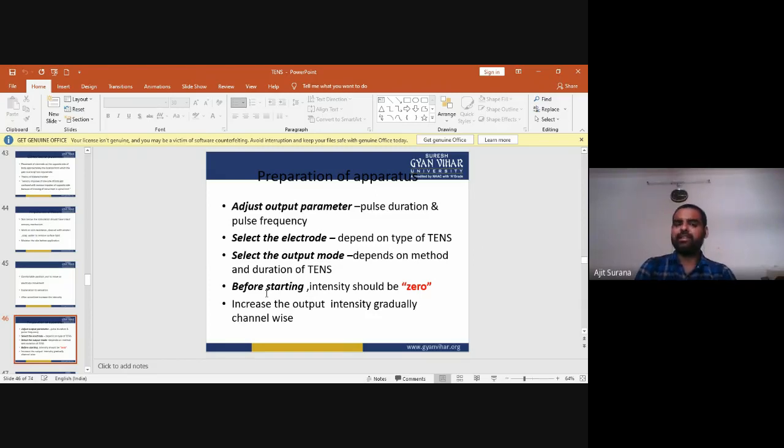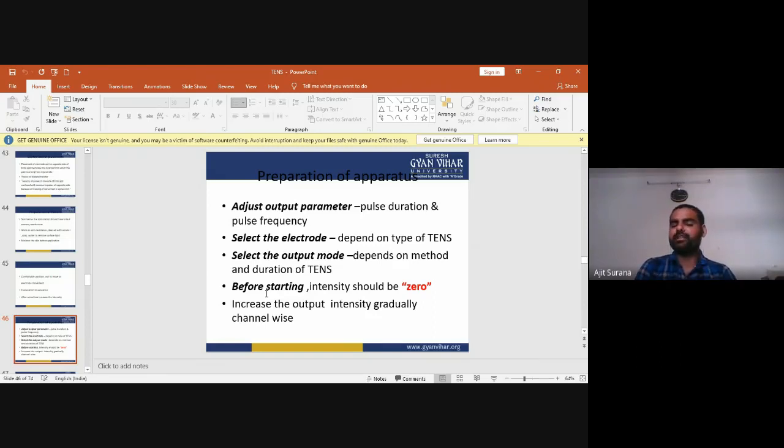First, we adjust the output parameters like pulse duration and pulse frequency. Second, we select the electrodes, which mainly depends on the type of TENS. Then we select the output mode, which depends on the method and the duration of the TENS.